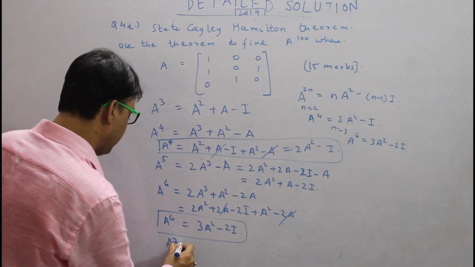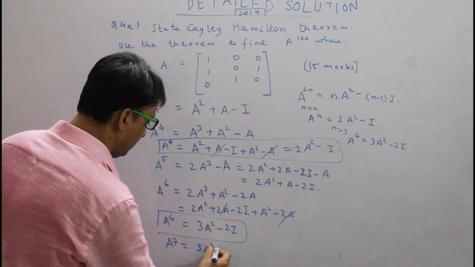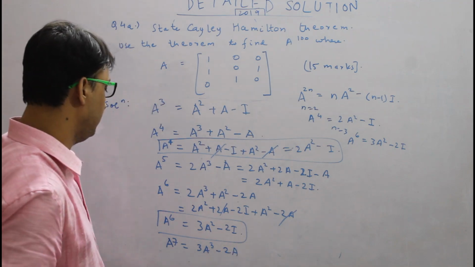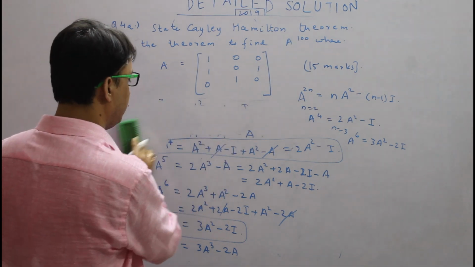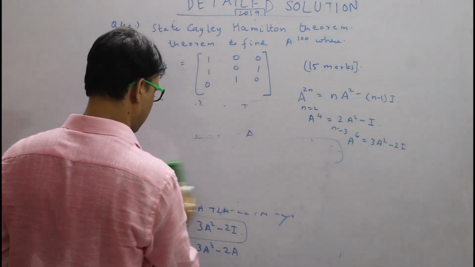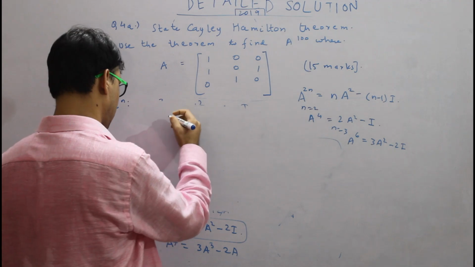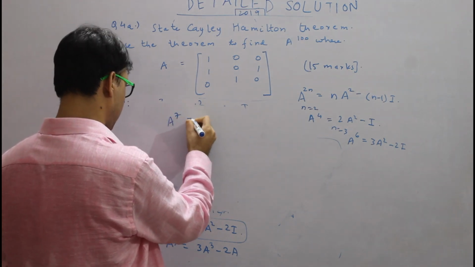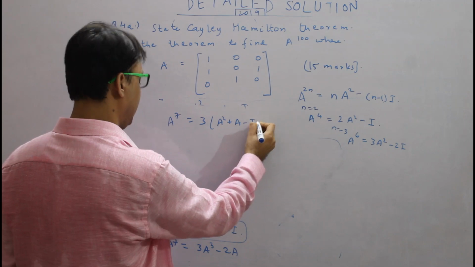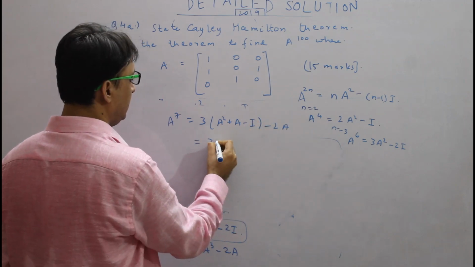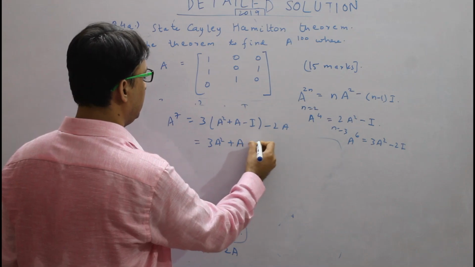So if I write A to the power 7, this gives me how much? 3A cubed minus 2A. So I will write these values. A to the power 7 gives me 3, A cubed was how much? A squared plus A minus I minus 2A. So this gives me 3A squared plus 3 minus 2, so this gives me A minus 3I.